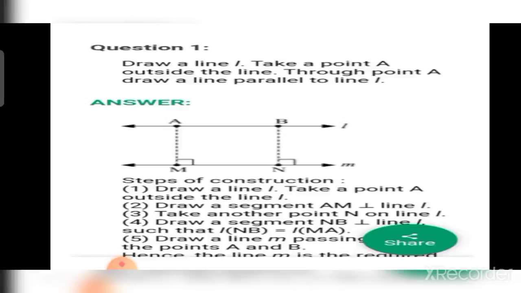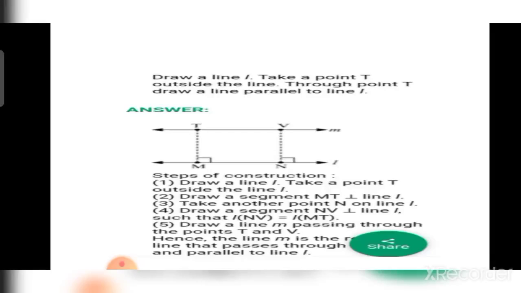So through here we have taken point A which is outside line M. Then here you can mark an angle of 90 degrees passing through A. Again you can mark an angle of 90 degrees passing through N. And points A and B are obtained, and hence line L will be parallel to line M. So in this way you can draw a line parallel to the given line. I have shown you with the help of this video, so easily you can understand.